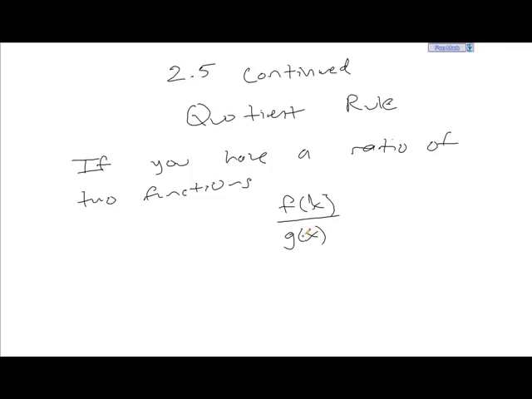So we have one function on top of another function. There's no constraints on this. f of x could be a constant, and then we could call that just a constant function. It could be an exponential, it could be a linear. The same thing applies with g of x. Quadratic, it could be anything. If you have a ratio of two functions, whatever they might be, you have a quotient.